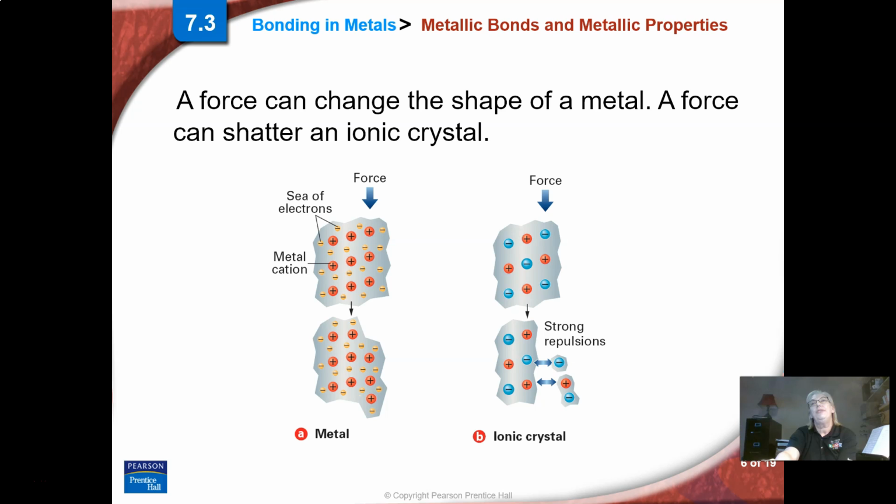But an ionic crystal, if you apply a force to them, they'll move these negative and positive charges close together, and if they're close together then this crystal will shatter. So you can shatter crystals. Metals, because they have this other structure, you can push and shape into different things that you want without shattering it.